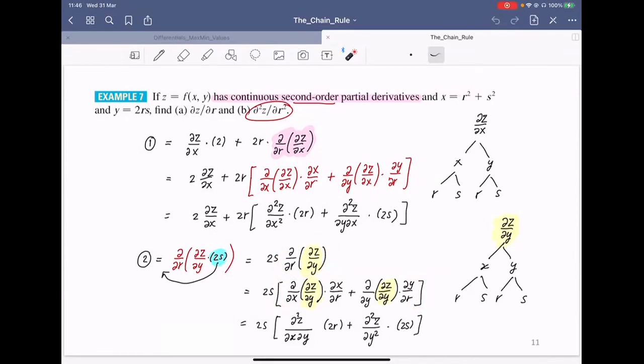If you remember, I told you to draw a tree diagram. The thing is that when you have something on the top level here, which means curl C by curl Y, is on the top level. You have this thing as a function of x and y, this thing as a function of r and s. x is a function of r and s, y is a function of r and s, right?